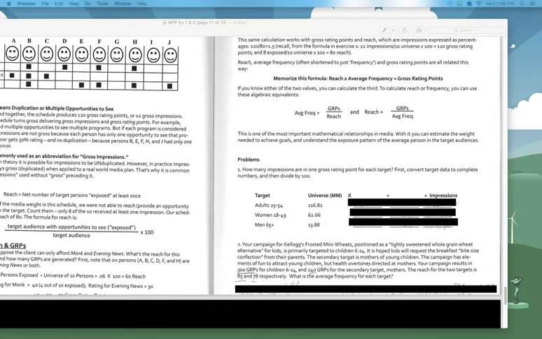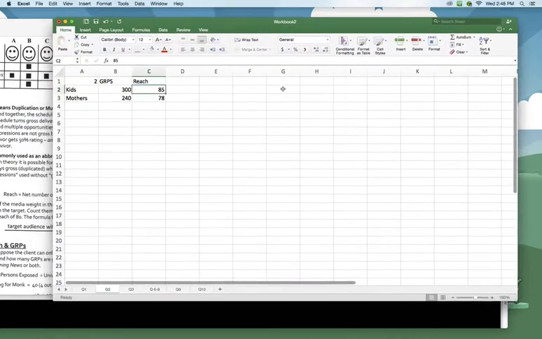With this put into perspective, we have to look at the type of GRPs we're looking for. In this case, we look at 80 GRPs for children at an 85 reach, 240 GRPs at a 78 reach, and indicate what we're getting out of that. This is, once again, pretty simple math. So we have GRPs and reach, for kids and mothers in this case, and the adjacent reach that corresponds with the GRPs.